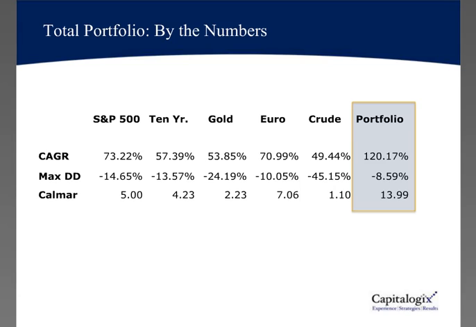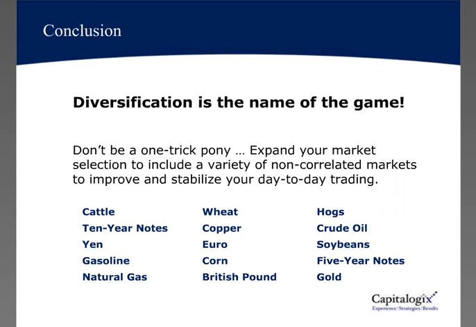The CalMAR, which is like a Sharpe or a Sterling type ratio, is higher for the portfolio than it is for the individual elements. So it just goes to validate and kind of prove that the portfolio itself is stronger as a whole than it is with its individual parts.